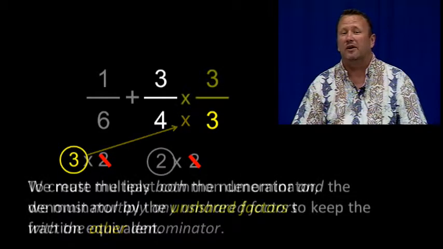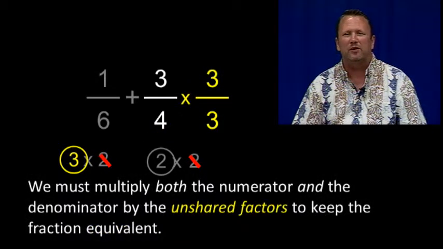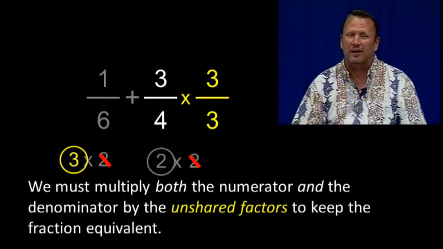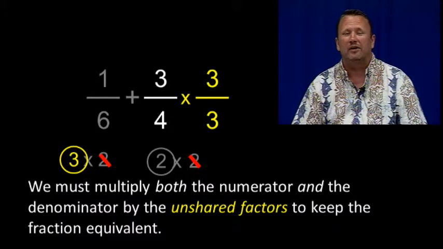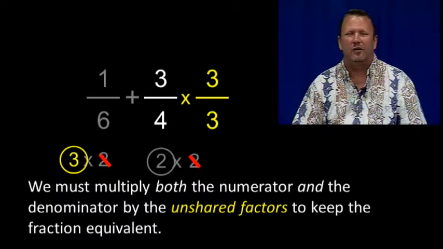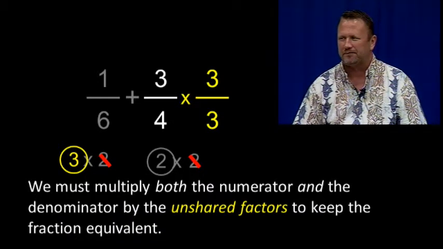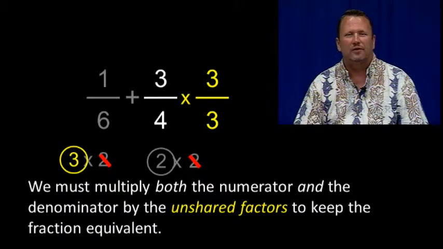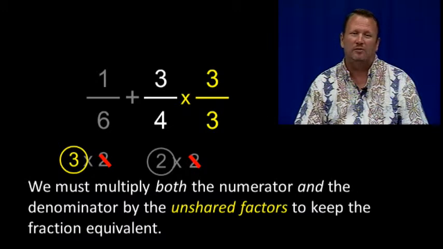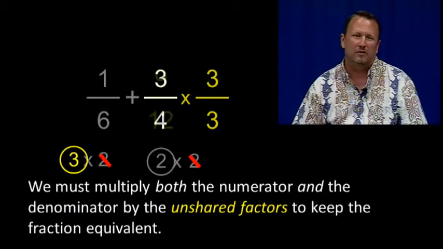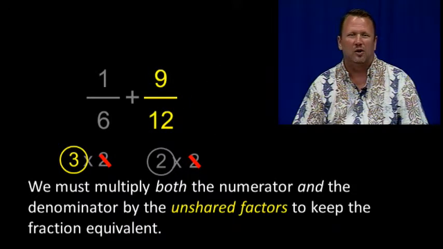Since anything over itself is equal to 1, we will multiply both the numerator and the denominator by any unshared factors to keep the fraction equivalent. Here we've taken the fraction 3/4 and multiplied that with 3/3. 3/4 times 3/3 is equal to 9/12. Remember, 9/12 is the equivalent fraction of 3/4.